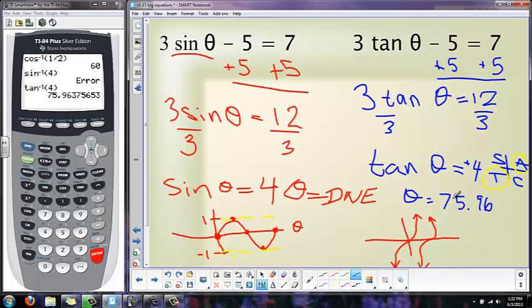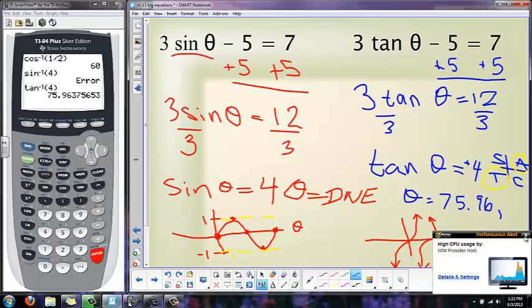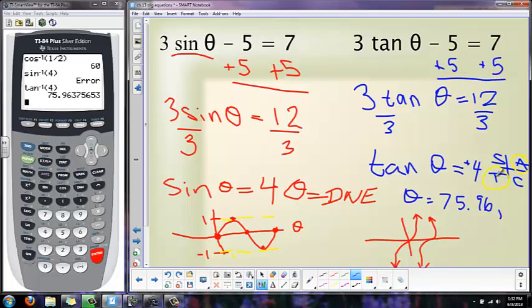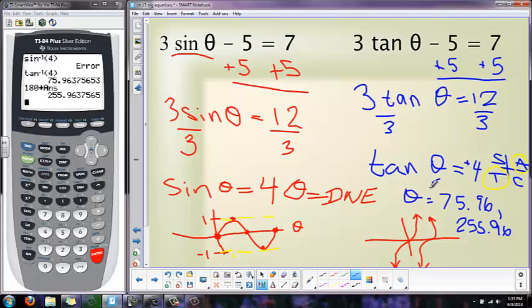So my first answer is 75.96. And then my second answer down here in the third quadrant, that is 180 plus theta down in the third quadrant. So I'm going to do 180 plus second answer, just because I already have that decimal sitting right there. Hit enter, and that's 255.96. Those are my 2 answers for theta. Those are the 2 angles that would work within this equation. Okay, and we normally write that out by putting it in brackets.